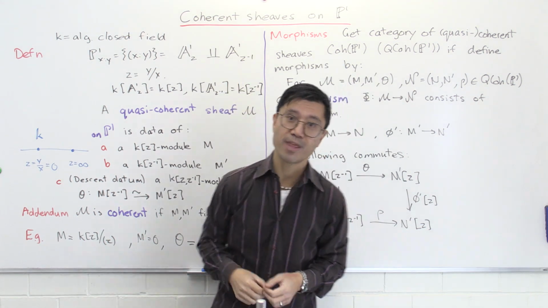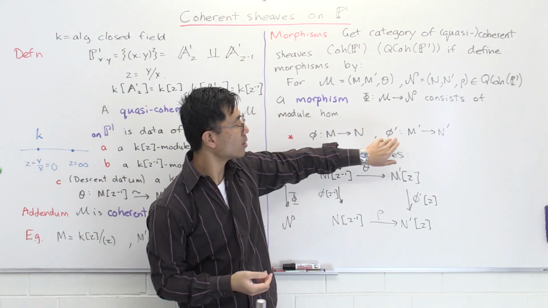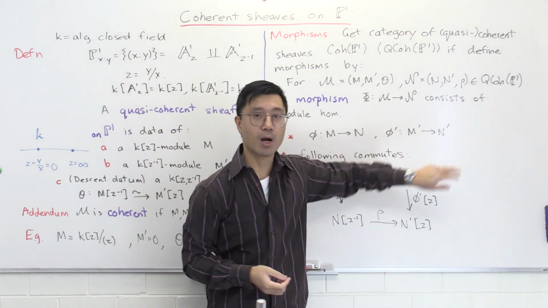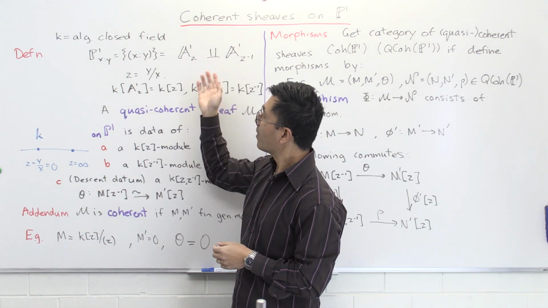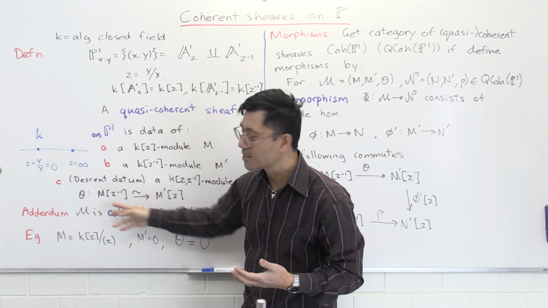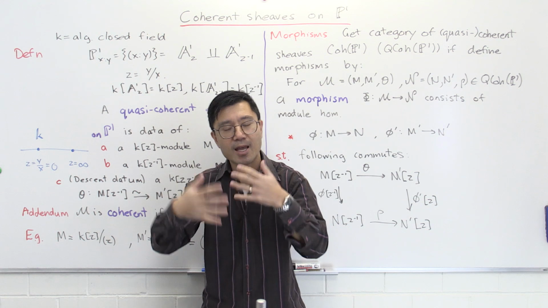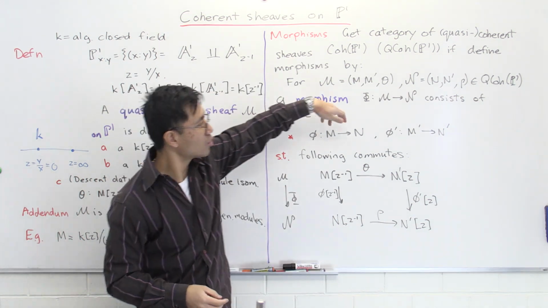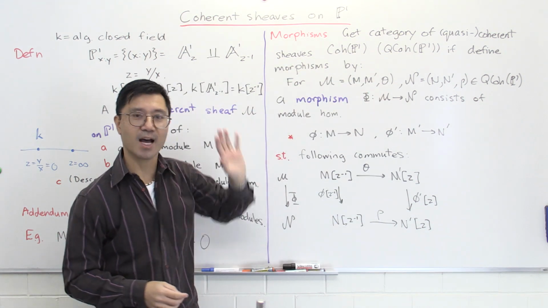And you want a morphism there, okay? So that means that you want a morphism of k[z inverse] modules from M prime to N prime. And again, remember, these two things on these two patches are glued in a certain way via this descent datum. So you want to make sure that they agree on this overlap.